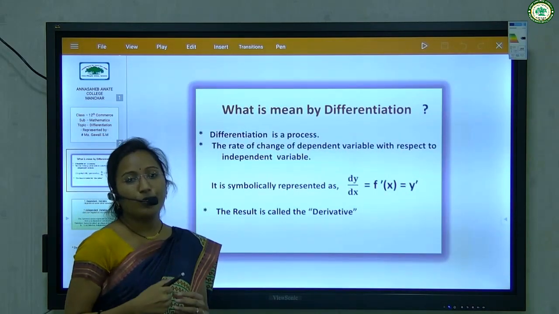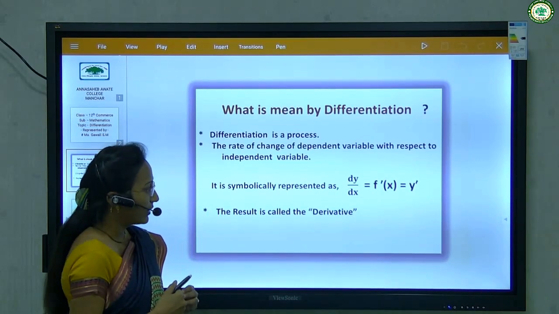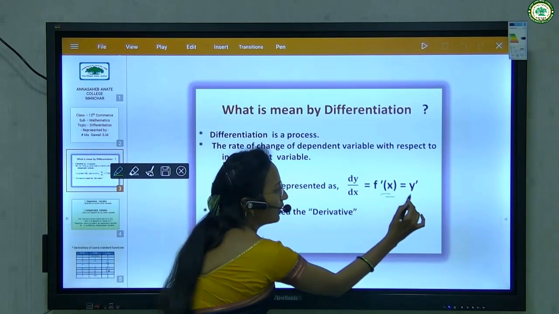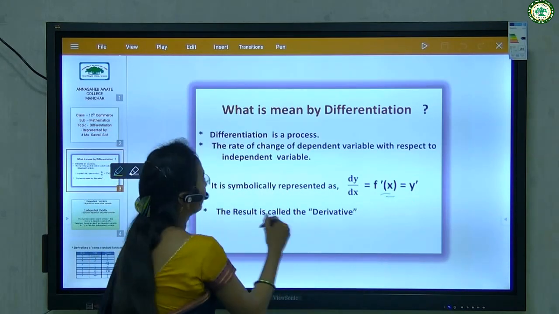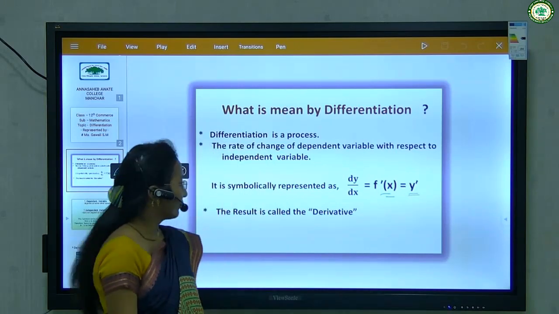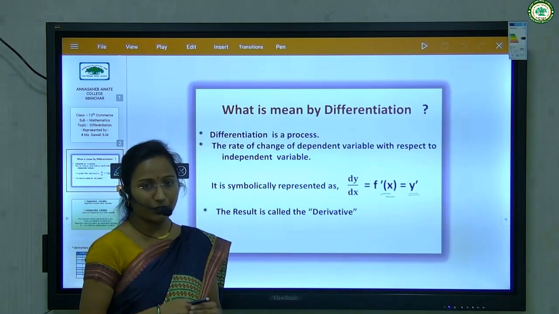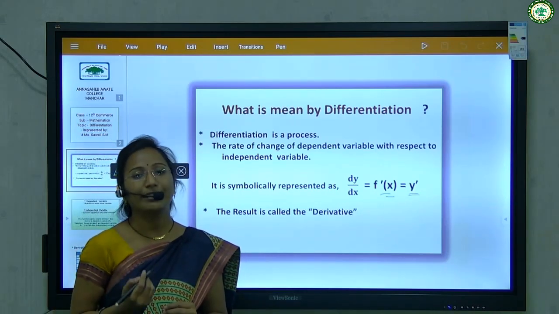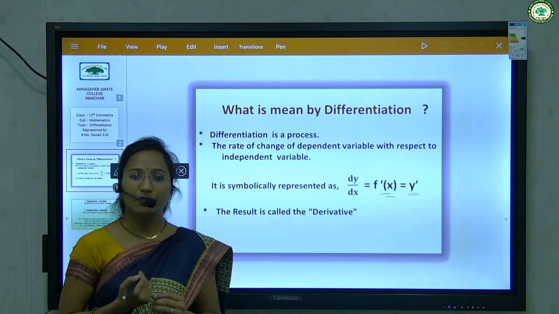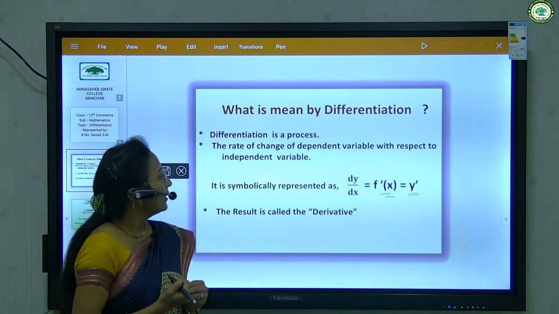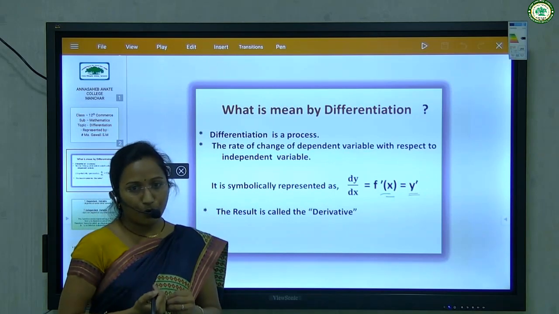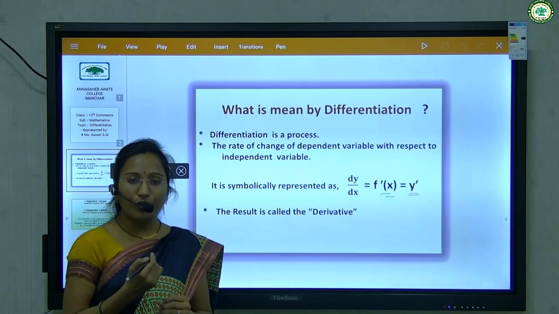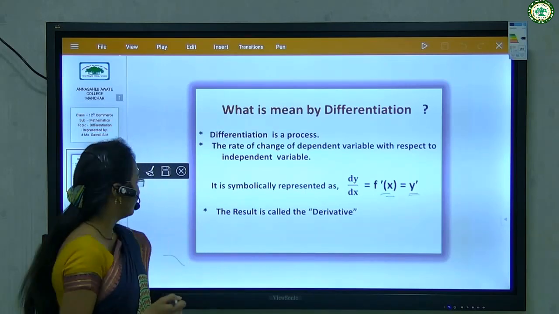The differentiation is symbolically represented as dy upon dx is equal to f dash of x, or y dash. The result is called the derivative. Means differentiation is a process of finding the rate of change of dependent variable with respect to independent variable, and it is represented as dy upon dx, which is equal to f dash of x is equal to y dash, and overall the result is called the derivative.